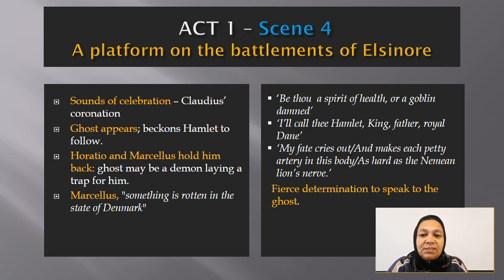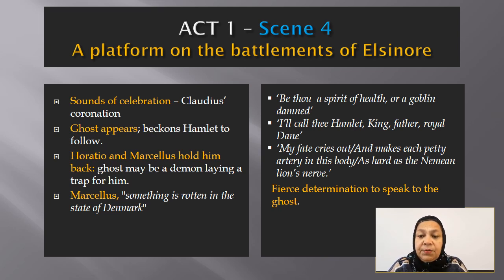So in Act 1, Scene 4, the action then moves to a platform once again on the battlements of Elsinore. In the background, we hear sounds of celebration. Claudius is actually celebrating his coronation, and Hamlet is very bitter about this, and he implies that Claudius is quite hedonistic and that this kind of partying late into the night has become a very common feature at the castle after Claudius became king.